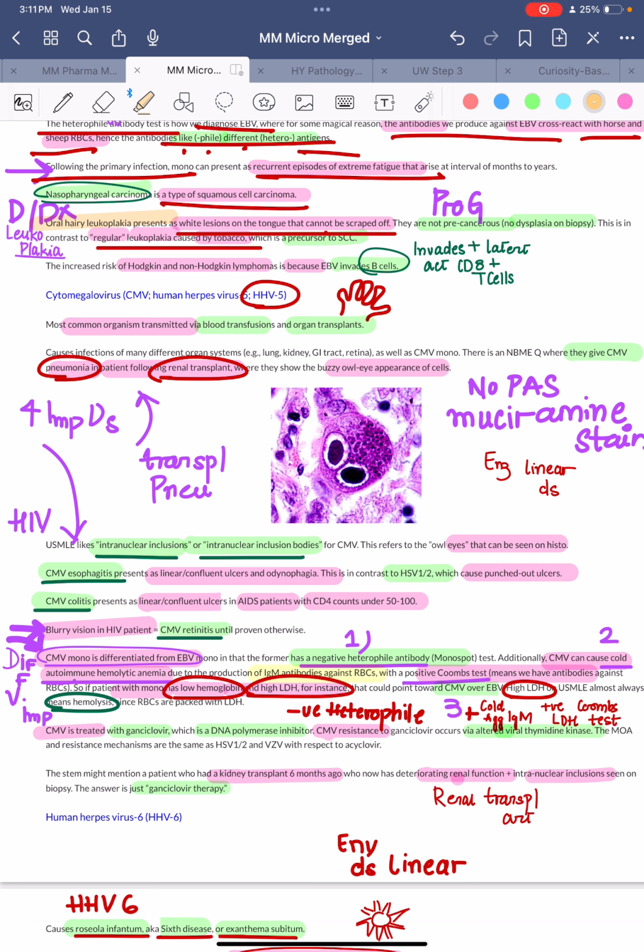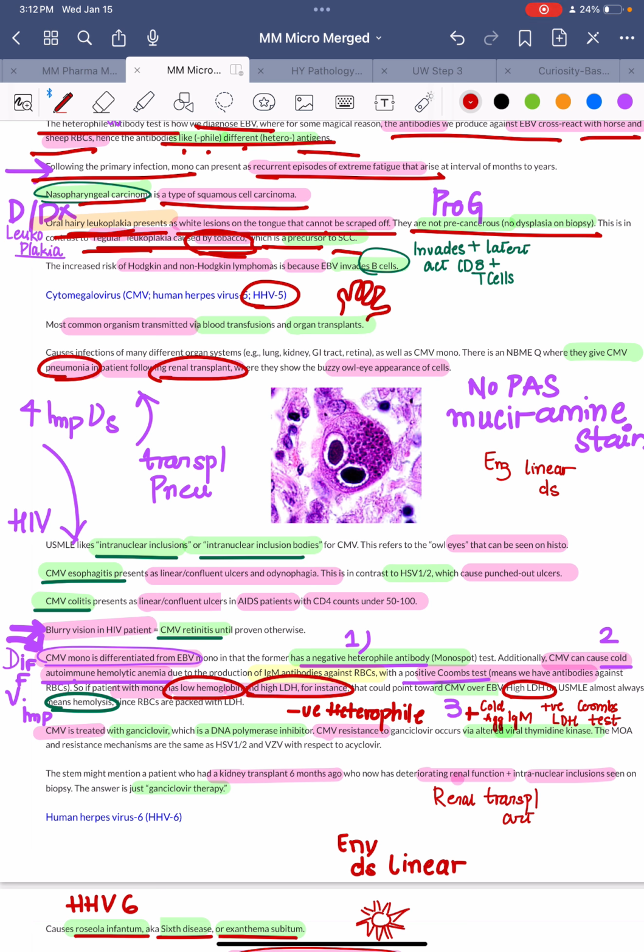But if they say that there are white lesions of the tongue which can be scraped off and it is a tobacco smoker, then this is regular leukoplakia, which is a precursor of squamous cell carcinoma. And this oral hairy leukoplakia is basically non-cancerous and there is no dysplasia, right? So the EBV leukoplakia, although EBV causes nasopharyngeal carcinoma, is non-cancerous. But the regular tobacco leukoplakia, which can be scraped off, is a precursor of squamous cell carcinoma.